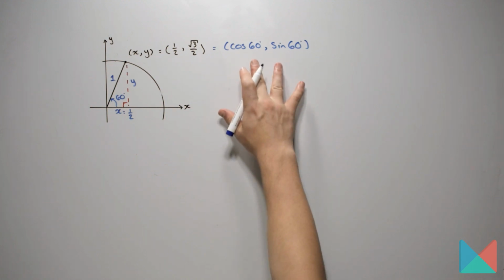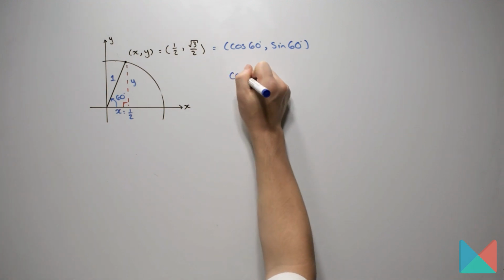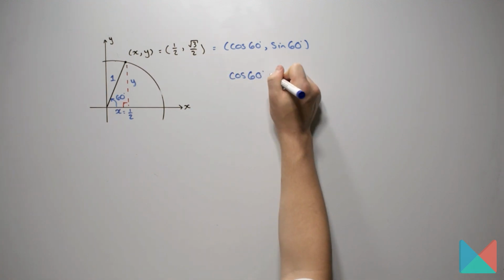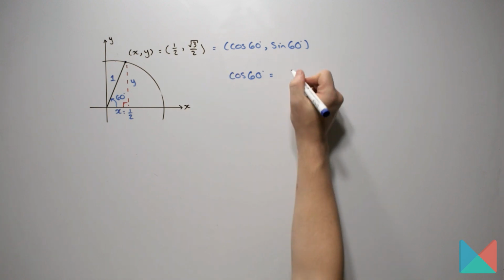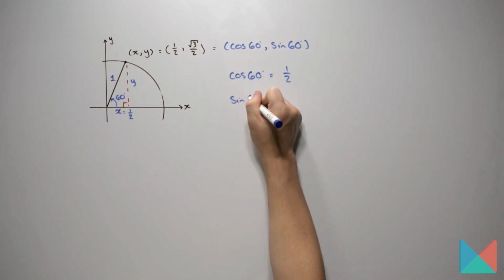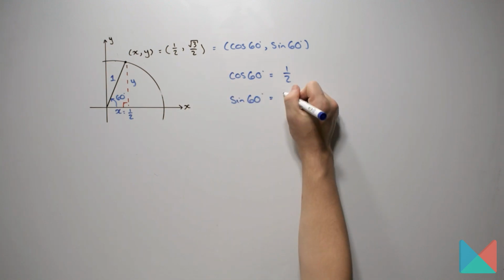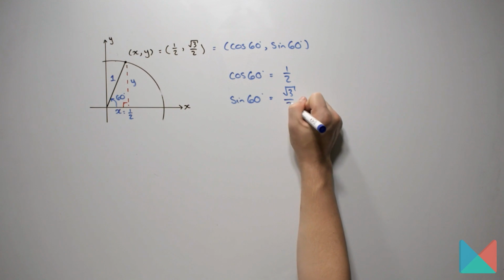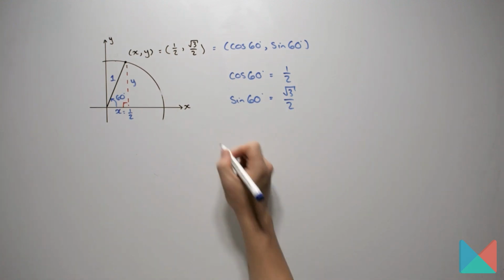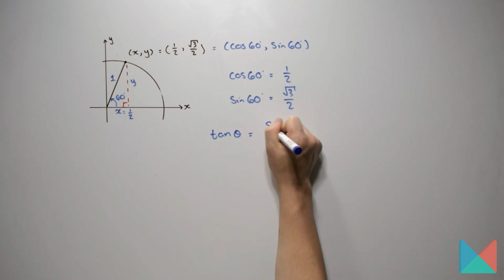And now by matching these two coordinates together, we can find cosine and sine of 60 degrees. So matching our x components together, we get cosine of 60 degrees is equal to a half, and sine of 60 degrees is equal to our y component, which is root 3 on 2. And now remember that tan is just the ratio of sine and cosine.